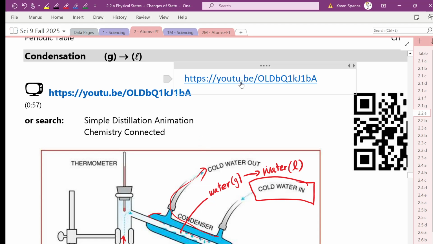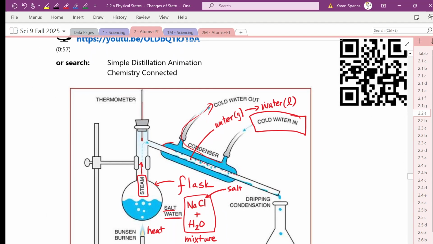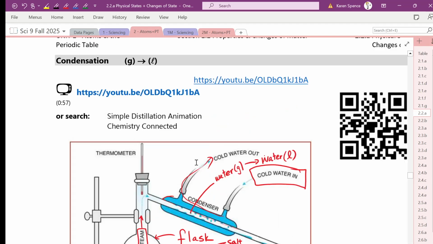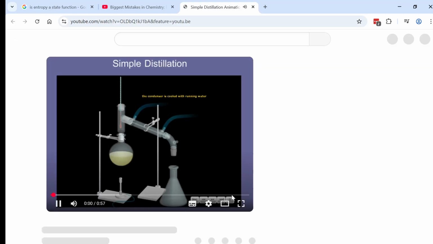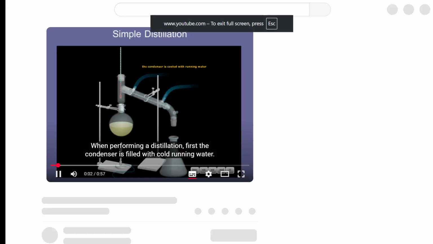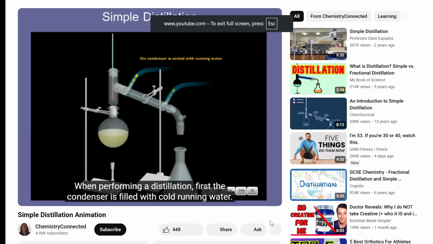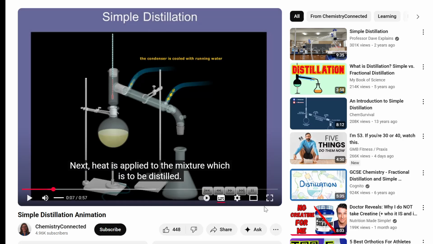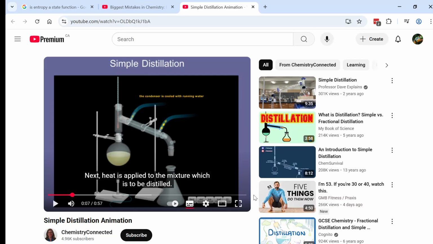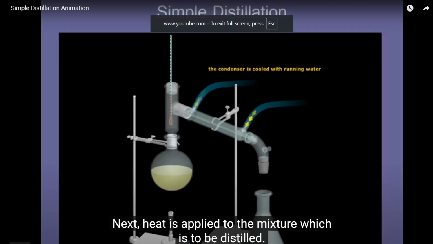Okay, so let's look at our little distillation animation. This whole process where you take the water, boil it out, and then recondense it is called distillation. That's what distilled water comes from. Let's go look at the little animation here. Okay, why does it not go big for me? Let's make this big. Big! There we go.